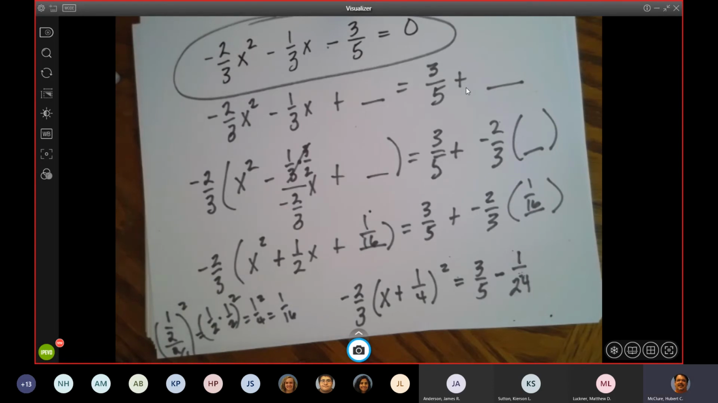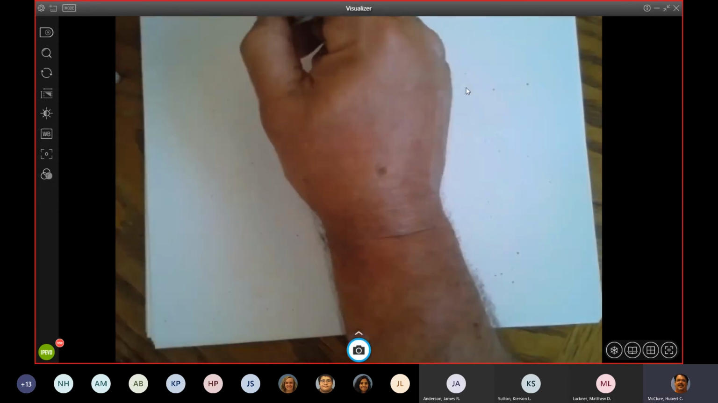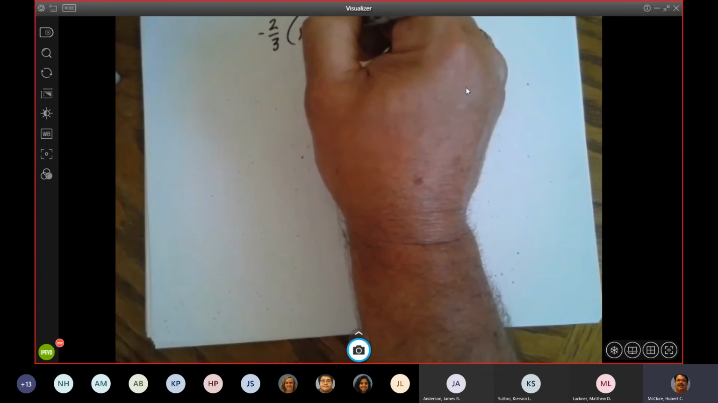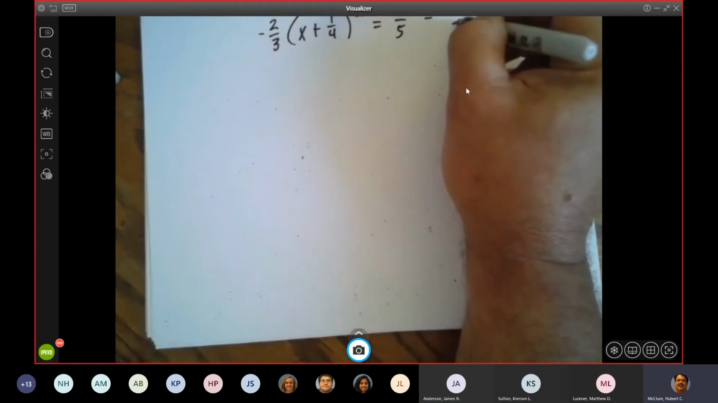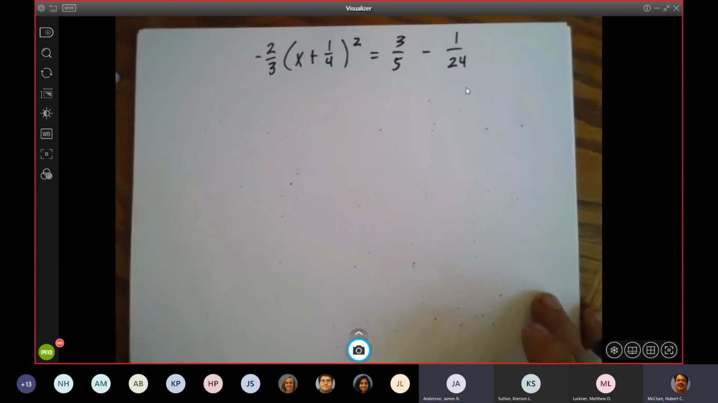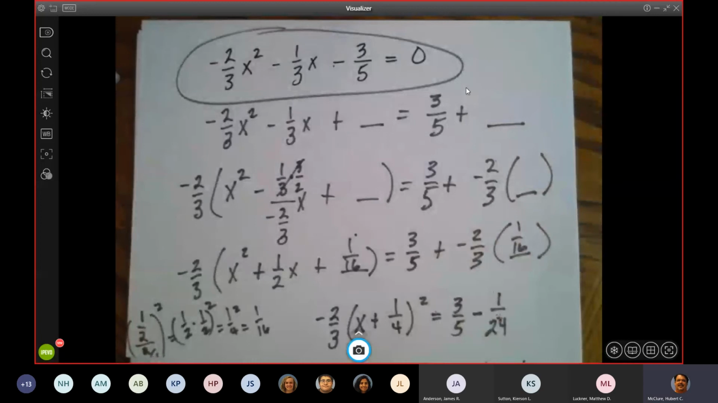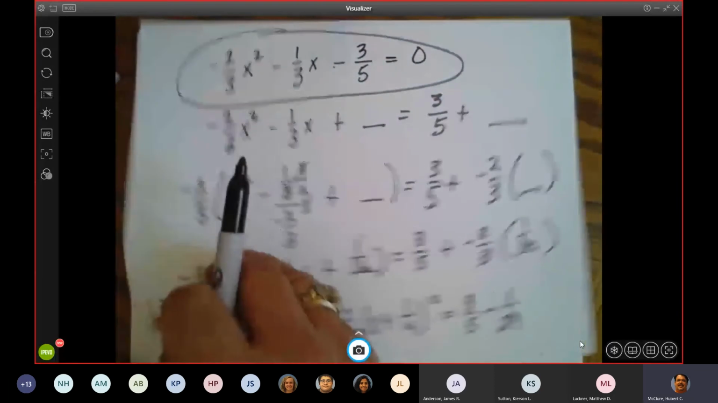So now I'm going to go over to the next page. I'm going to copy it over for you. So that's negative 2/3 x plus 1/4 squared equals 3/5 minus 1/24. Now, while y'all are writing, I'm going to put that back there in case somebody needs it. And you can always hit the pause button on the video when you're watching it at home. I may have made a mistake, but I don't think I did. But we'll find out in a minute if I did, because the points won't line up.